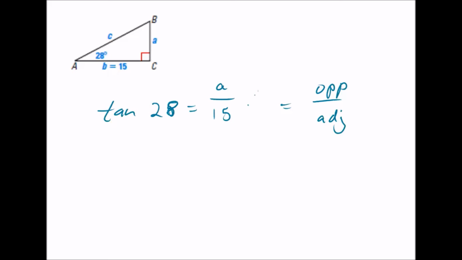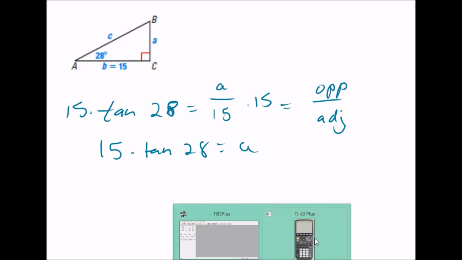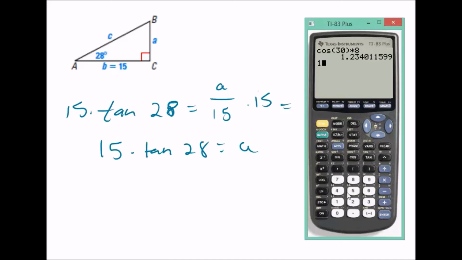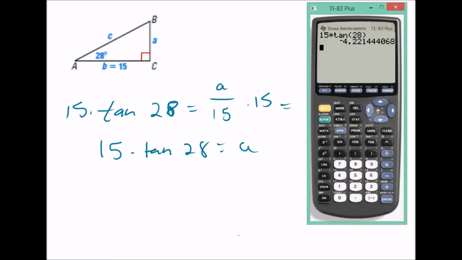So we can just multiply both sides by 15. 15 times tangent 28 equals side A. And once again, I'm just going to get the calculator out and say 15 times tangent 28. Alright, so I had to stop the video and do a double take because my answer was negative 4.22. And we already know that a length can't be negative, so I'm glad I caught this in this video.